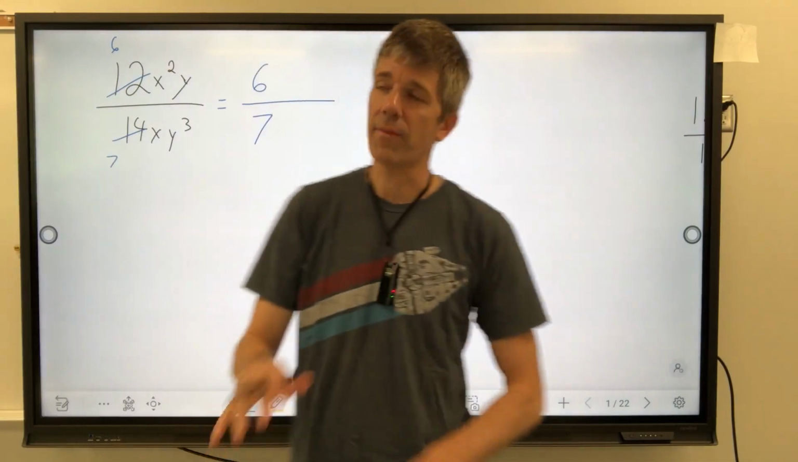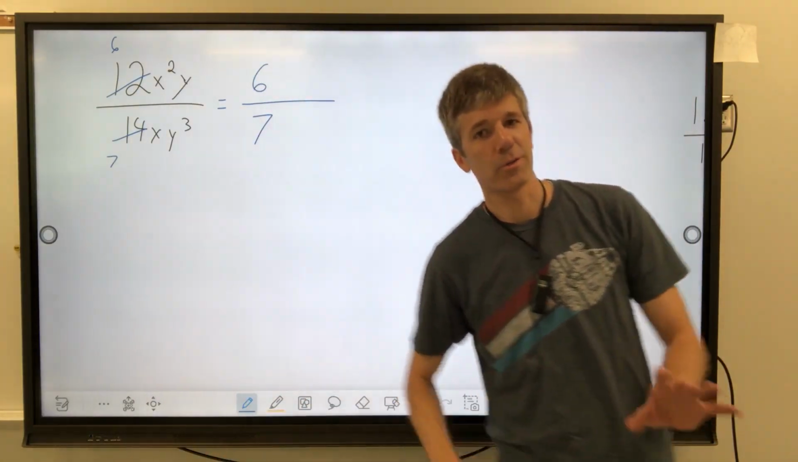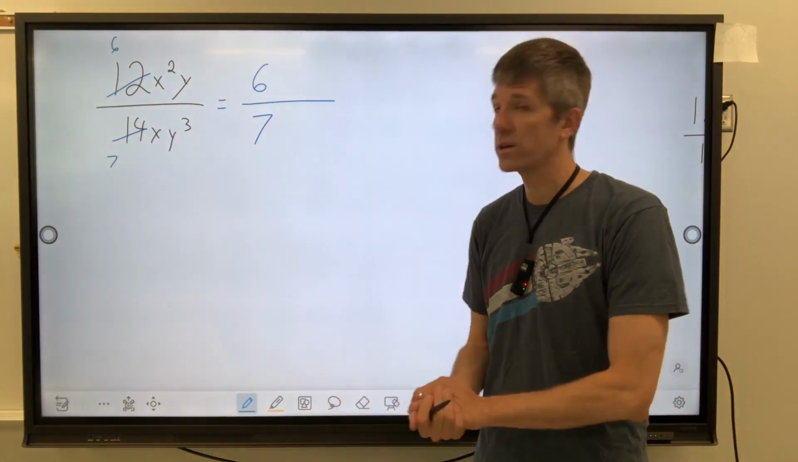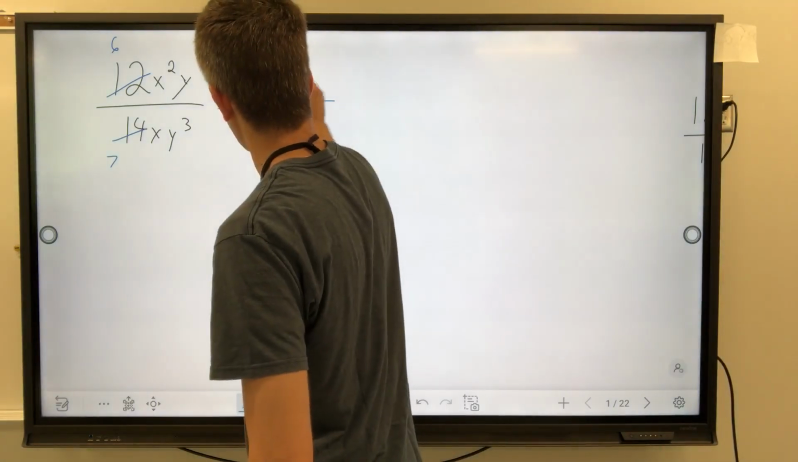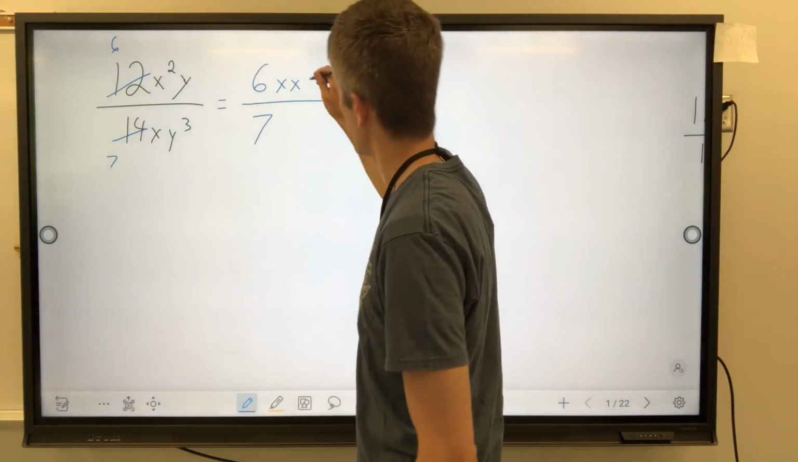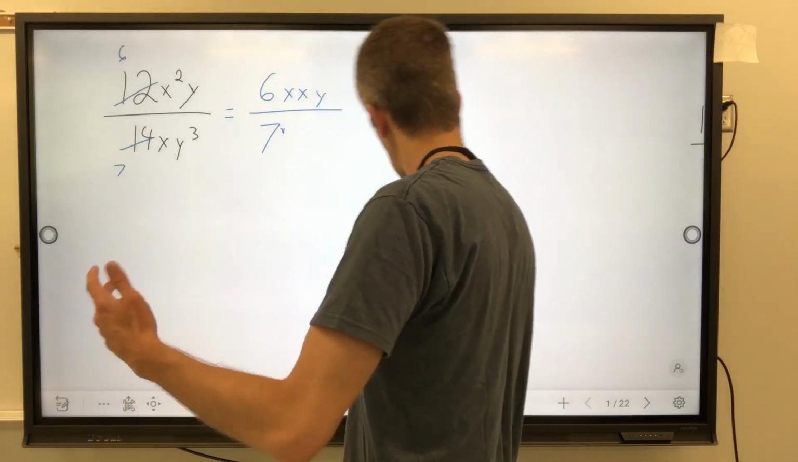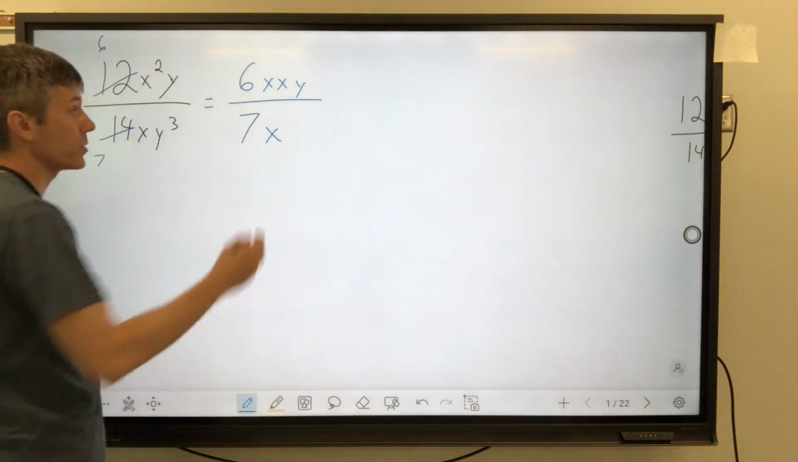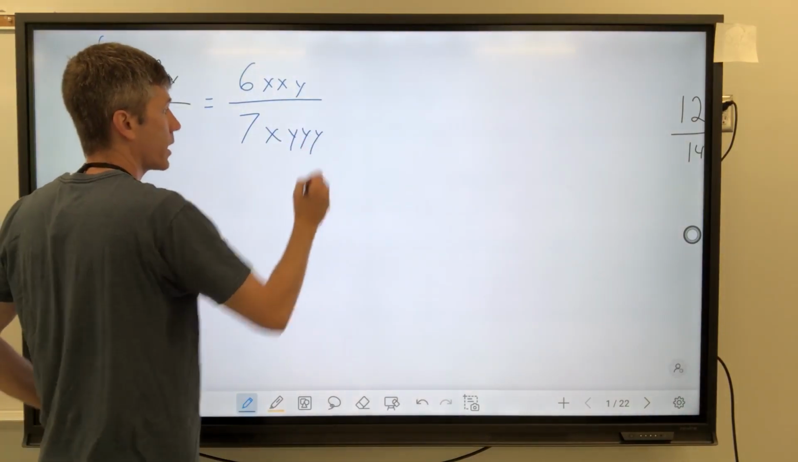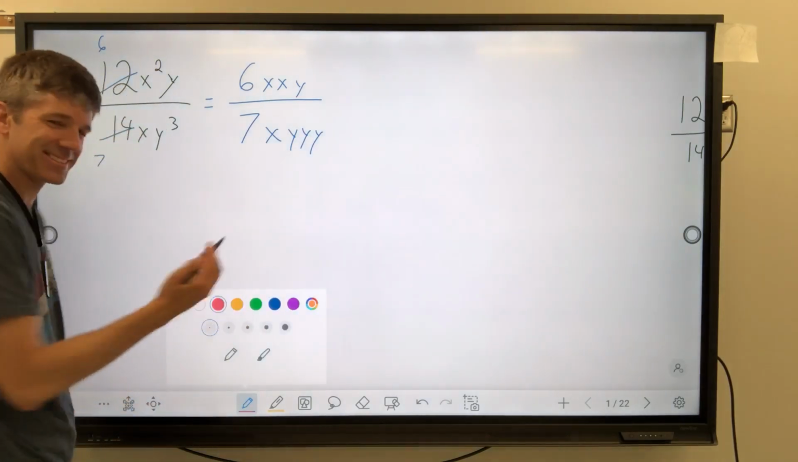Now what we also have, and you don't have to do this every time, I'm going to do it the first time, and you probably already know the shortcut anyway, but what we're going to do is write out all the x's. We have x squared, which really means we have x times x, and we have y. And then we also have x, and then we have y cubed, which means we have y times y times y.